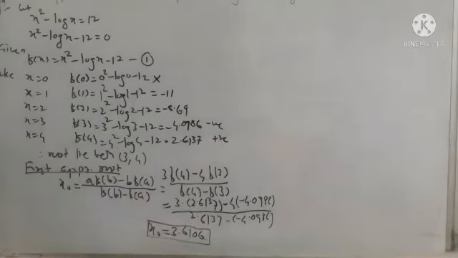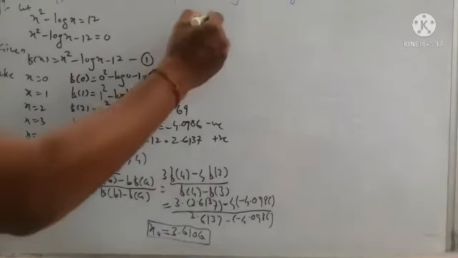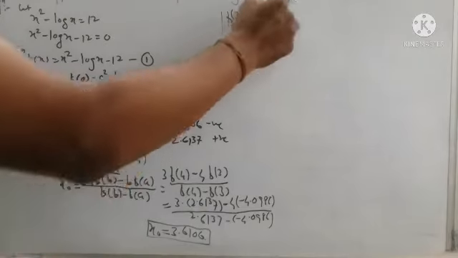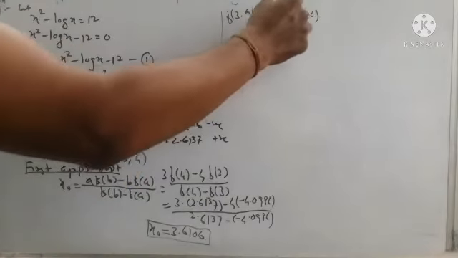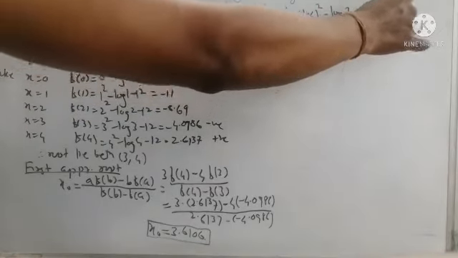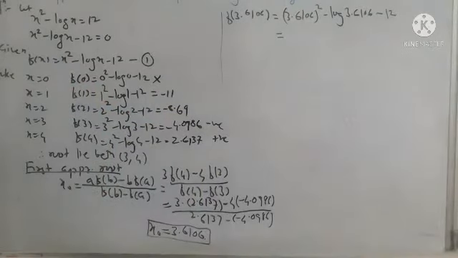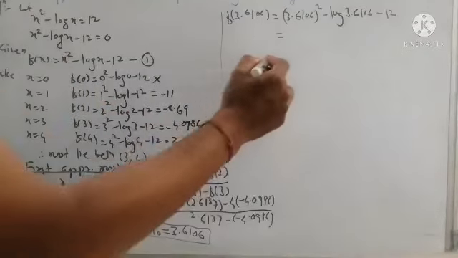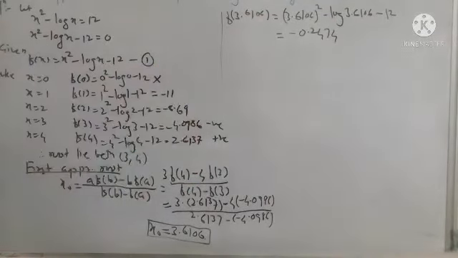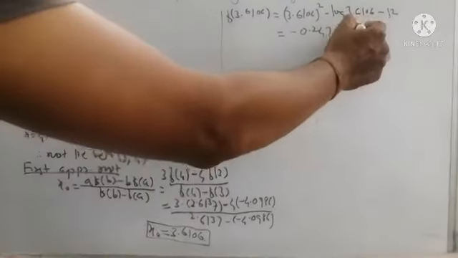Now we have to check whether this is a root of the given algebraic equation. For that, we put the value of x in equation 1. On the left hand side, we get f of 3.6106, and on the right hand side, we get 3.6106 square minus log of 3.6106 minus 12. By using a calculator, we get the value of f of 3.6106 as minus 0.2474. As you can observe, the function at this value is not equal to 0. Therefore, this value of x, that is 3.6106, is not a root of this algebraic equation, as the function at this value is negative in sign.